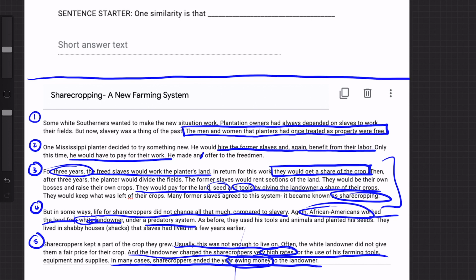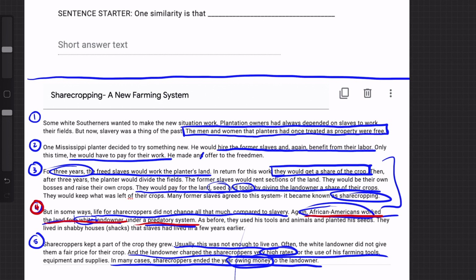Number 3. How is sharecropping similar to slavery? And we can find this answer in paragraph 4. So the first sentence of paragraph 4: "Life for sharecroppers did not change much at all compared to slavery. African Americans worked the land for a white landowner under a predatory system." So this, what I underlined in red, is what is the same between the system of slavery and sharecropping according to the reading. So I'm going to just say what the reading said in my own words.